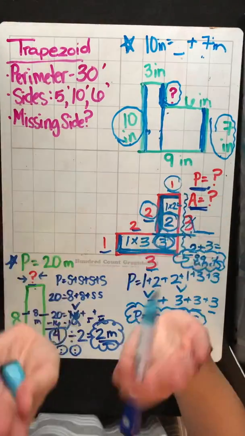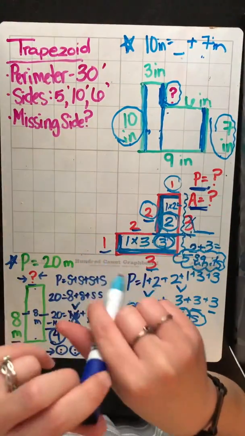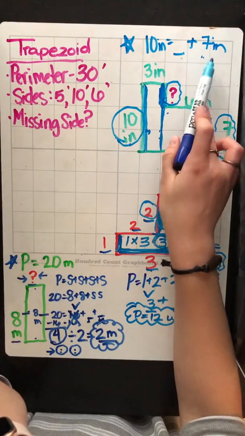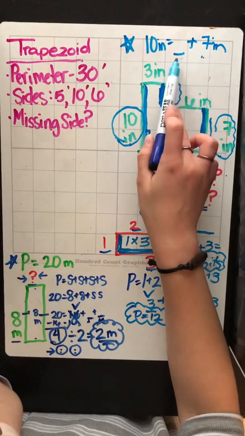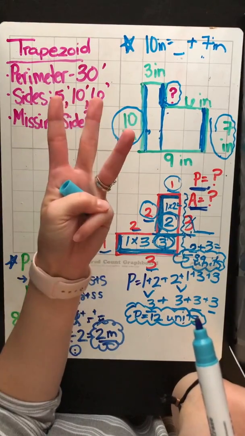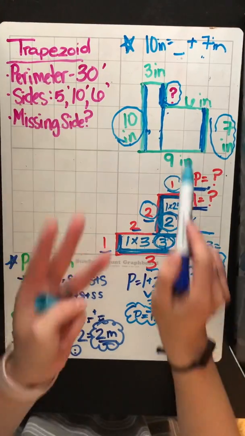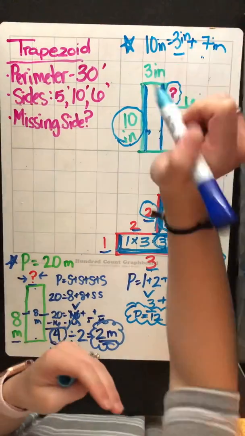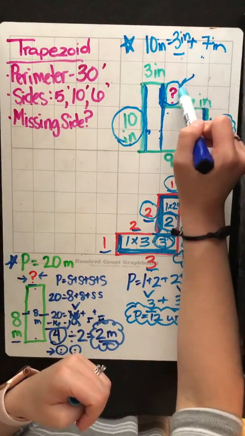Y'all know me, one of my favorite strategies is counting up. So now I'm gonna go ahead and count up from 7 to 10 and see what should go in this blank. 7, 8, 9, 10, 3. So that tells me that this missing side length should be 3 inches. And that would be my answer.